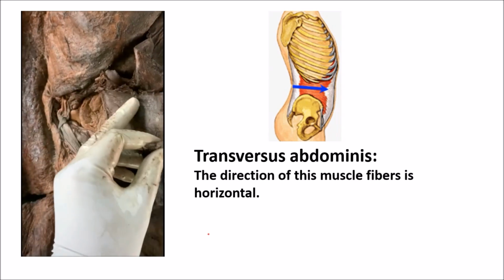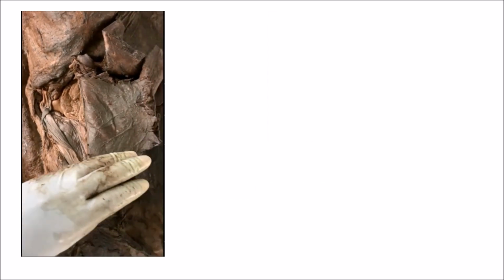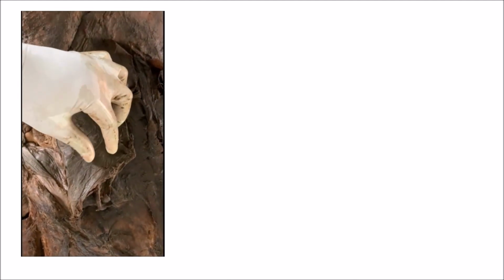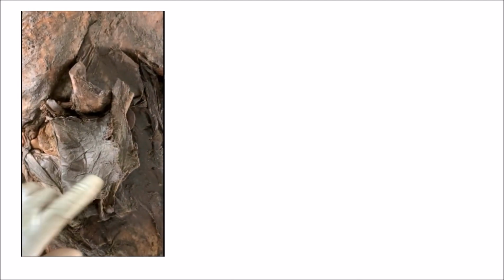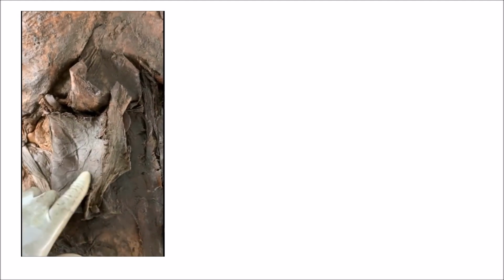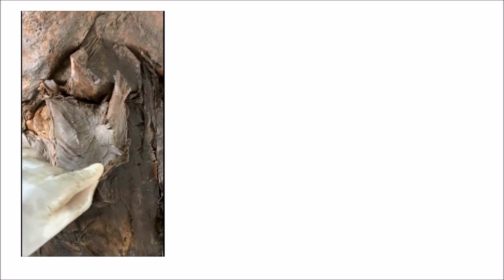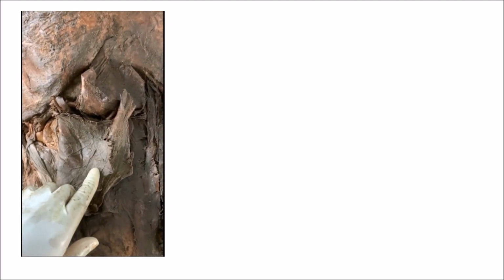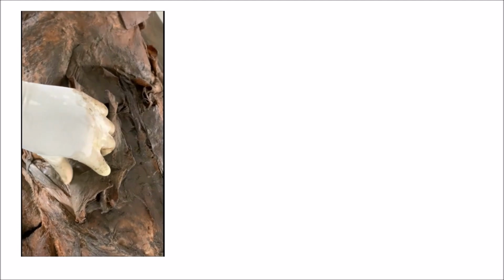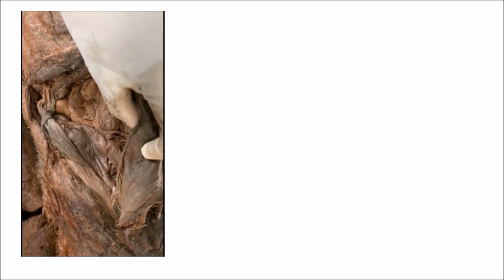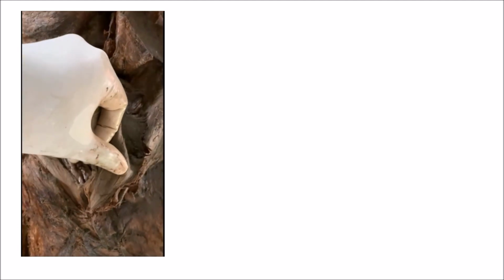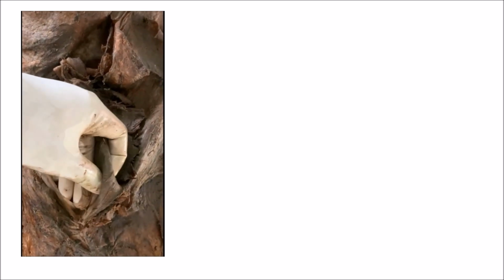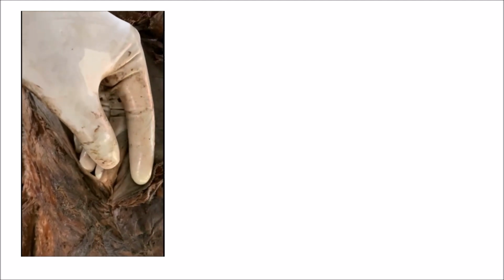After reflecting the transversus abdominis, below it we will see a glazy membrane. This is attached to the transversus abdominis muscle, and this layer is called the fascia transversalis. Below this we will find another membranous layer, the parietal peritoneum.